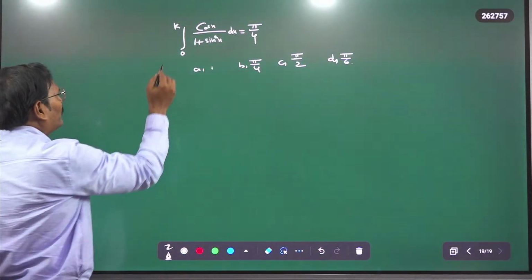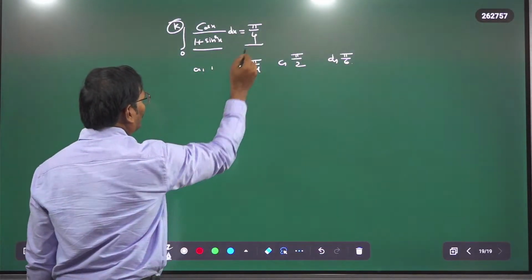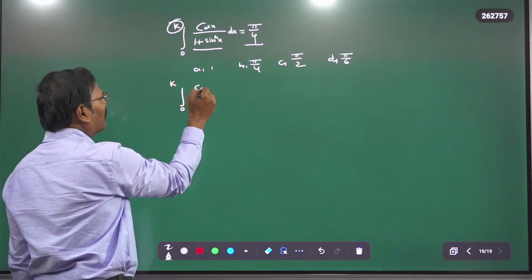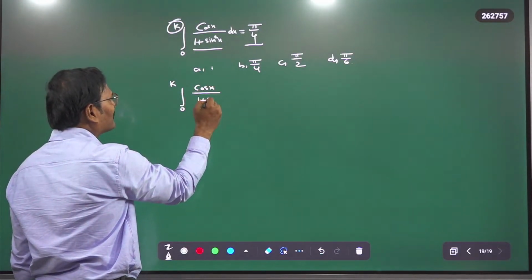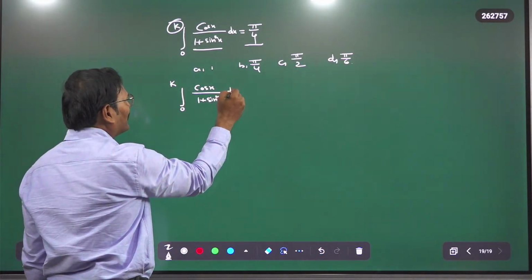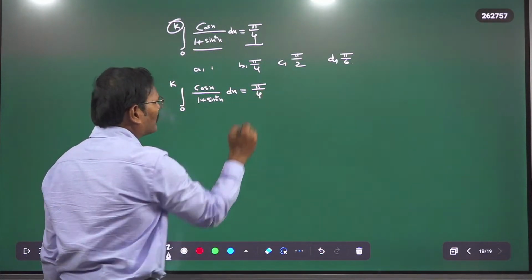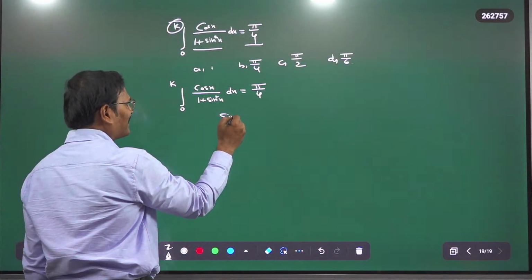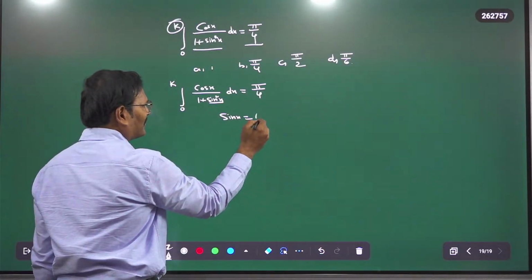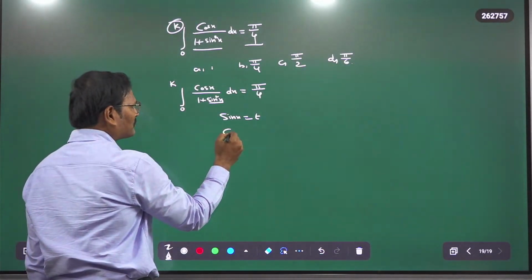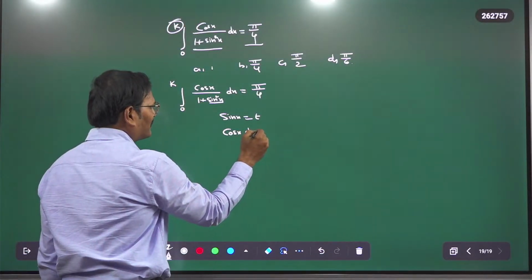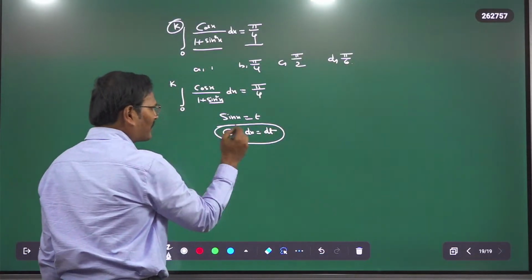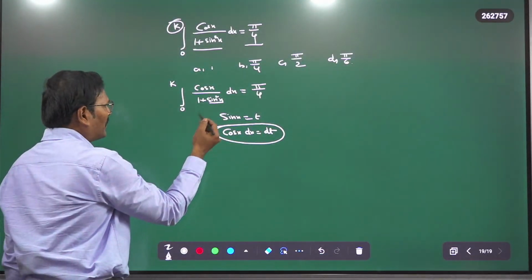Here we need to find the k value. We know the integration value is pi by 4. So integral 0 to k cos x by 1 plus sin square x dx is equal to pi by 4. Here also I am using the substitution method. I am taking sin x as t, so the derivative of sin x gives cos x dx equal to dt. Whenever you get cos x dx, you can substitute dt. Now change the limits.